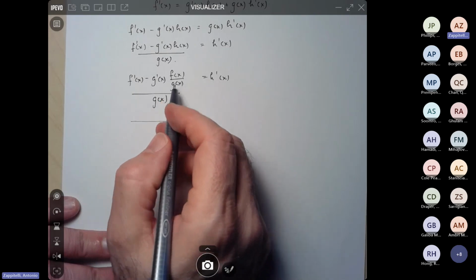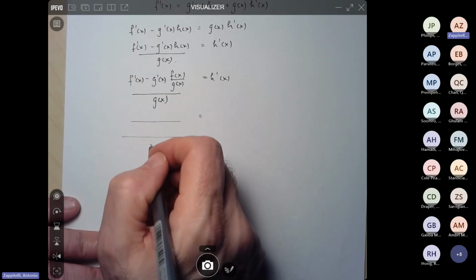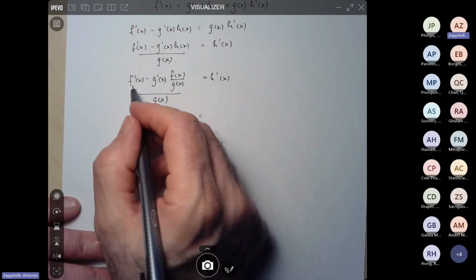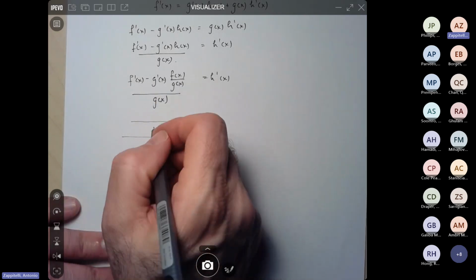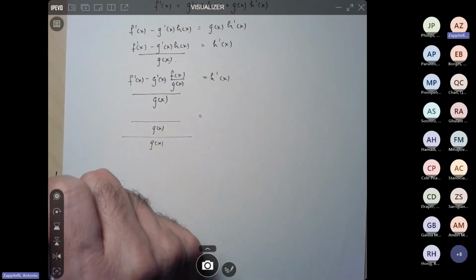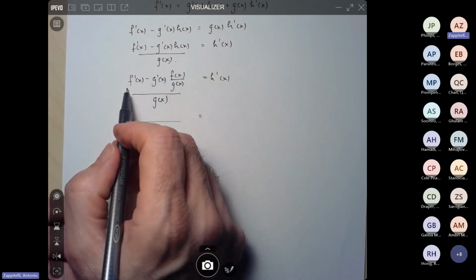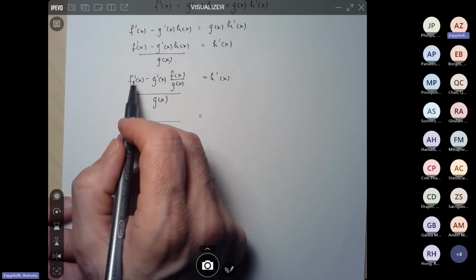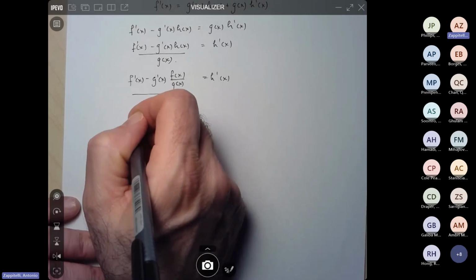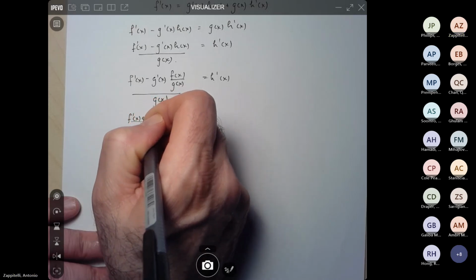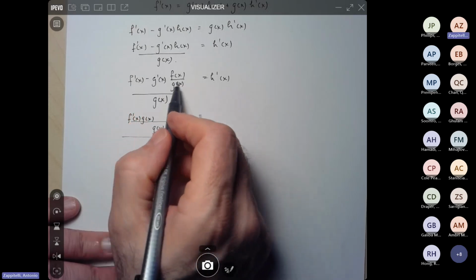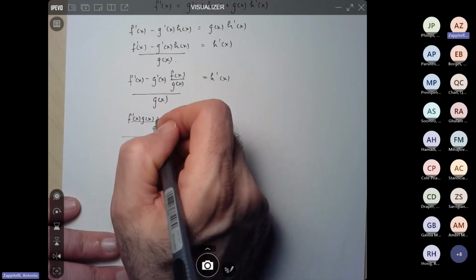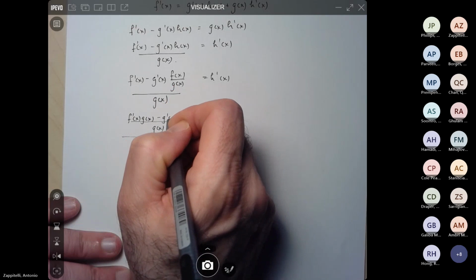So here I have this divided by g of x. I'll leave that there. And then here, let's subtract these using a common denominator. So the common denominator would be g of x, okay? And what would we have? Oh, this part doesn't have a g of x in the denominator, so I'm going to have to multiply this by g of x. The second expression already has a g of x in the denominator, so I don't have to do anything to it.